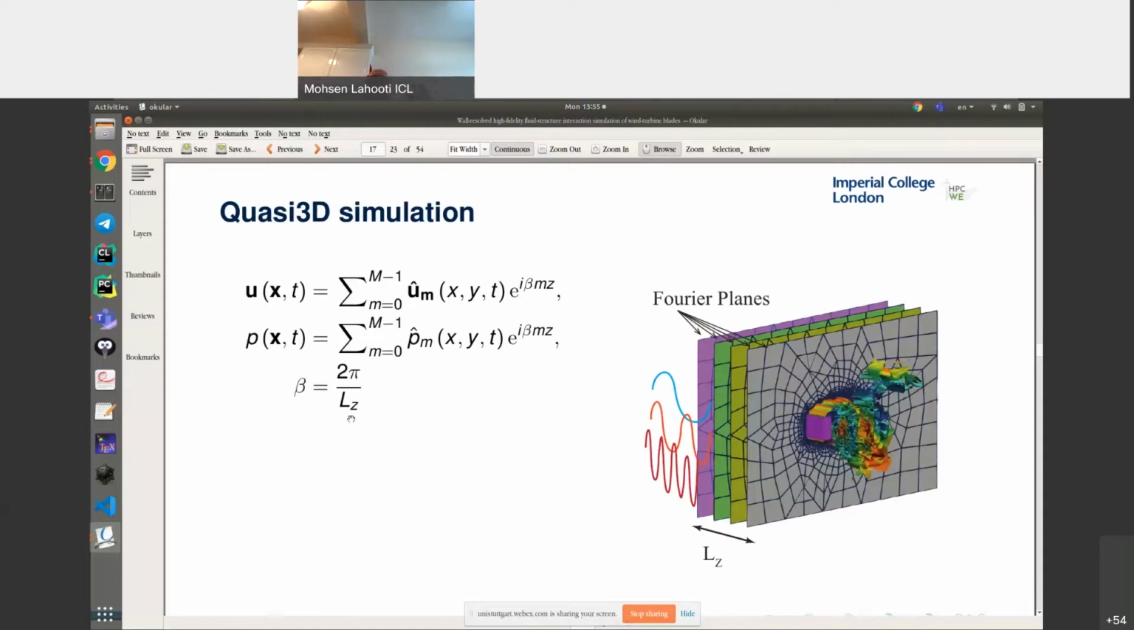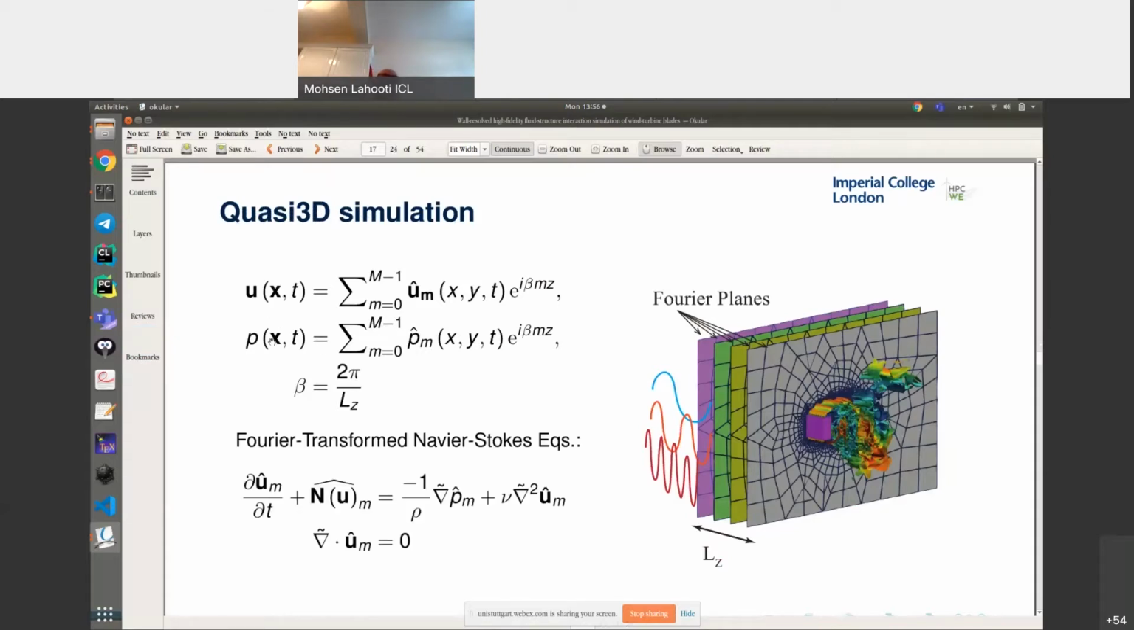In addition to this general approach, we are using the quasi-3D simulation, where each strip is considered as a periodic domain with the periodic length equal to the span-wise length of each strip. This enables us, if we use the Fourier expansion for the velocity and pressure, to Fourier transform the linear operator in the Navier-Stokes equations, which results in a number of independent 2D equations that we can solve for each Fourier plane and get our solution.